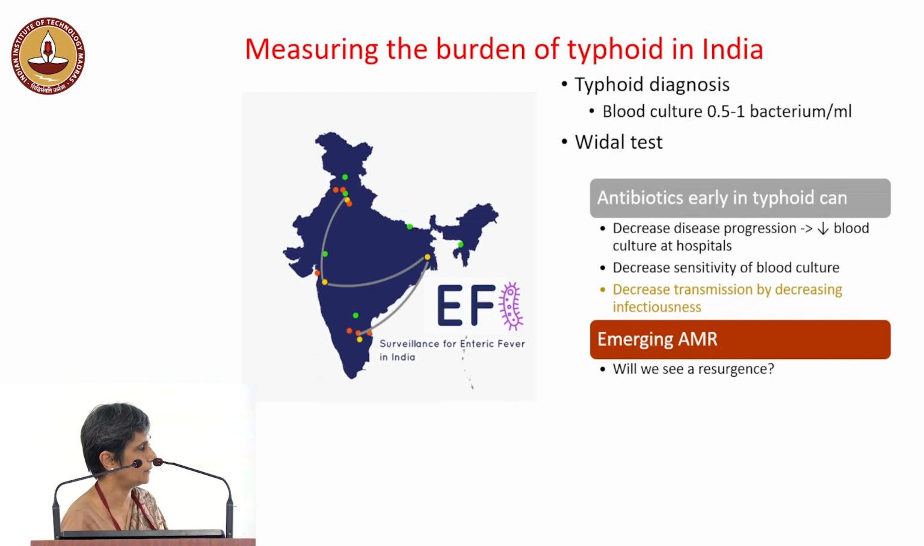The problem with typhoid with all bacteria is that there is AMR. There is extensively drug-resistant typhoid in Pakistan at the moment, and azithromycin-resistant typhoid in Bangladesh.